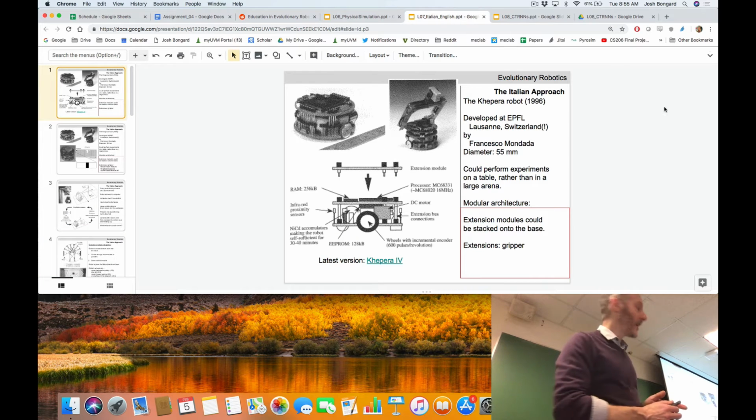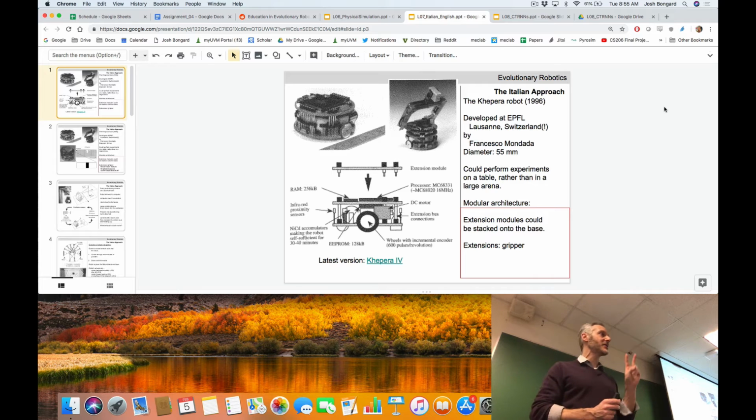Okay, so as I mentioned, evolutionary robotics is a relatively young field. Back in the early 1990s, there were two experiments. One came from an Italian researcher, Francesco Mondada, working in Switzerland. And the other experiment we're going to look at in a few minutes came from some English researchers at the University of Sussex. We're going to look at these two experiments to start with.